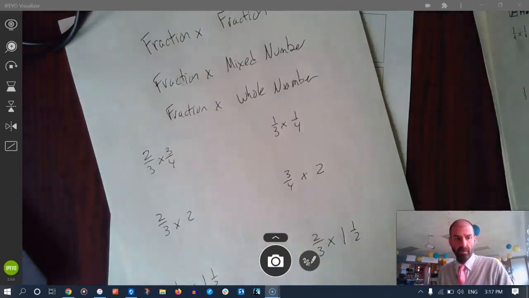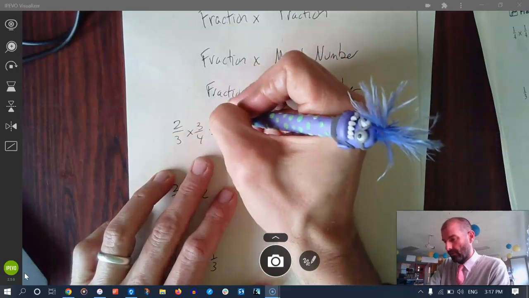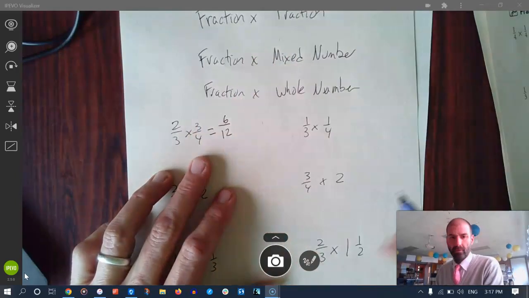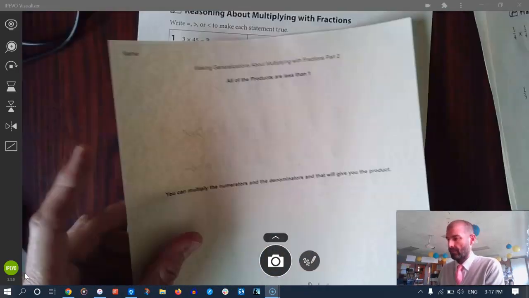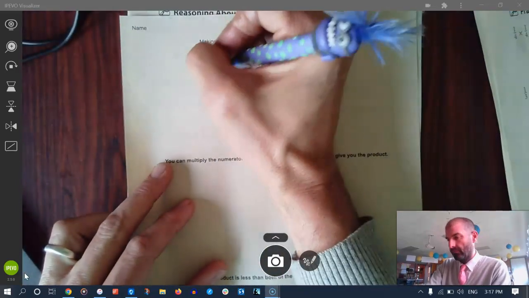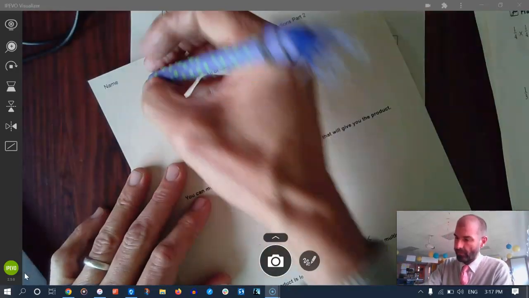Okay, so let's take a look at these equations. All right, so we have 2/3 times 3/4. That would be 6/12 or 1/2. So looking at this, is the product less than 1? Yep. So that was 2/3 times 3/4.